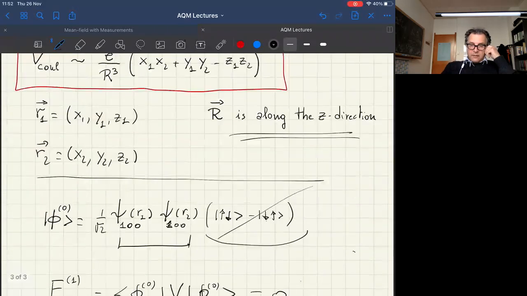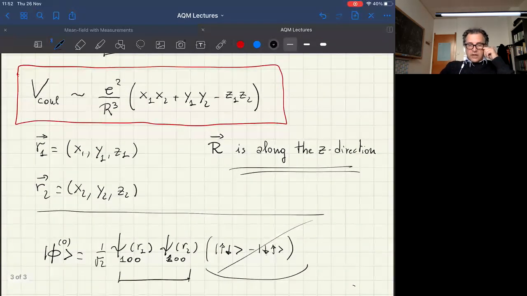But now, if the first order correction is 0, then you immediately see that the interaction between the atoms will go like 1 over r to the power 6.